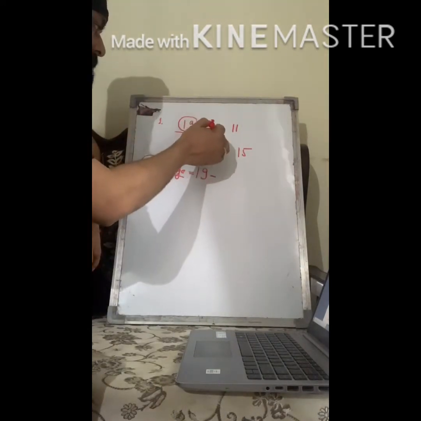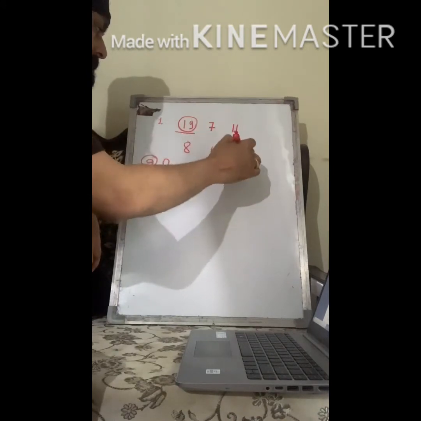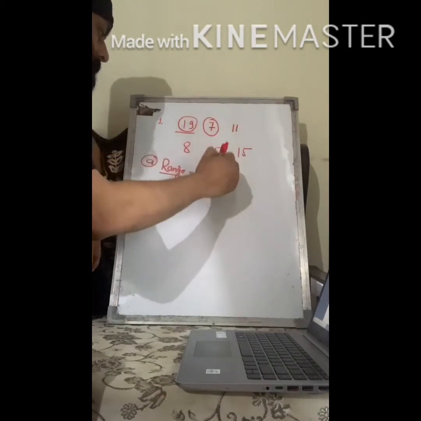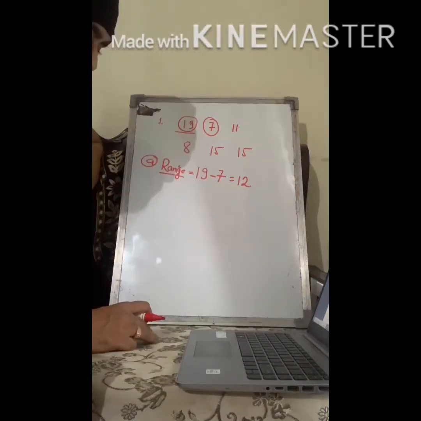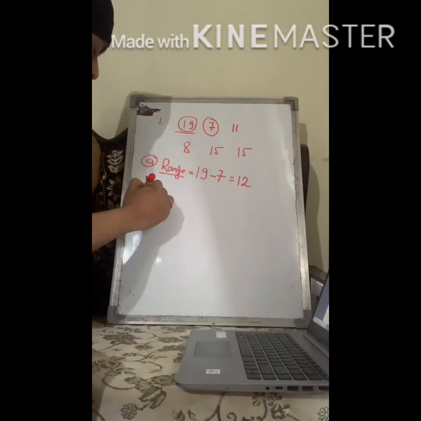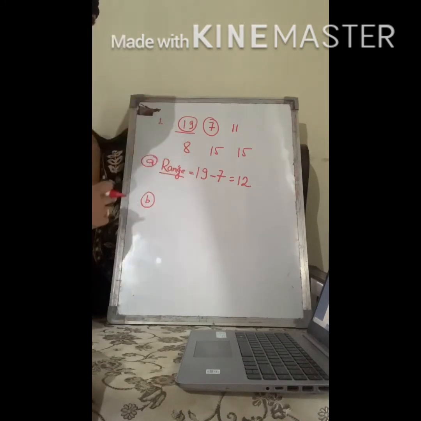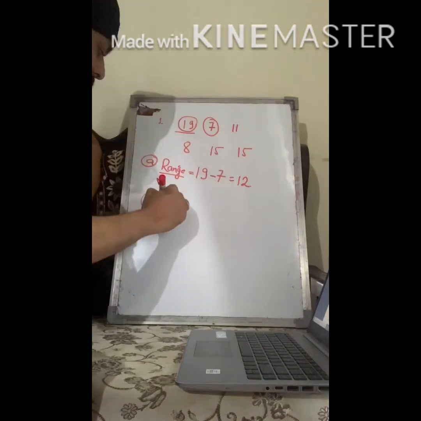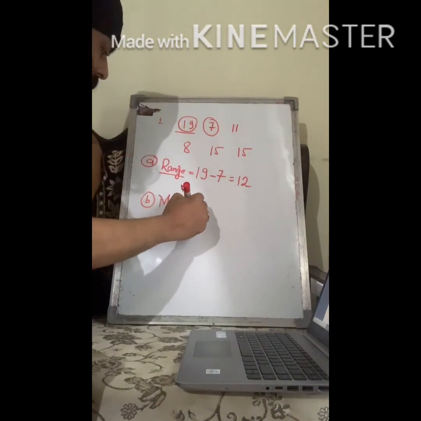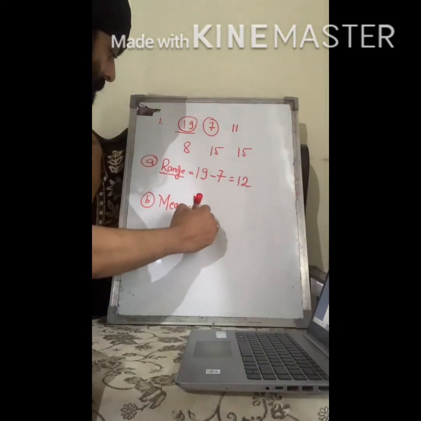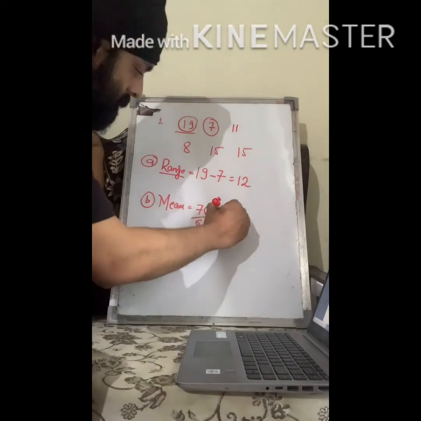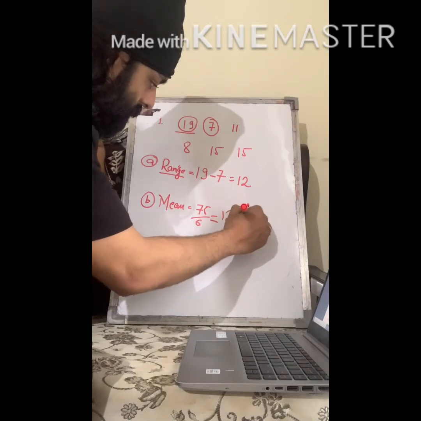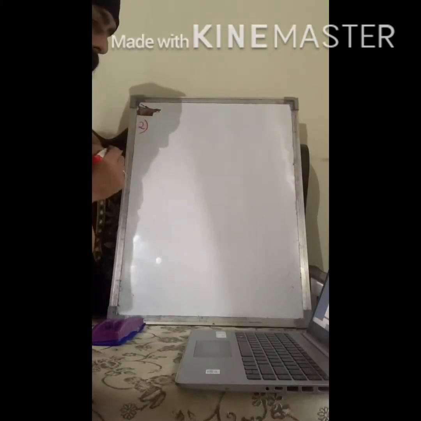Let's assume 7 is the smallest number, and yes, 7 happens to be the smallest number, so we circle it. So 19 minus 7 is equal to 12, which is the range. Mean: mean is the sum of all the numbers divided by the total number of numbers. So mean is 75 divided by 6, which is equal to 12.5.